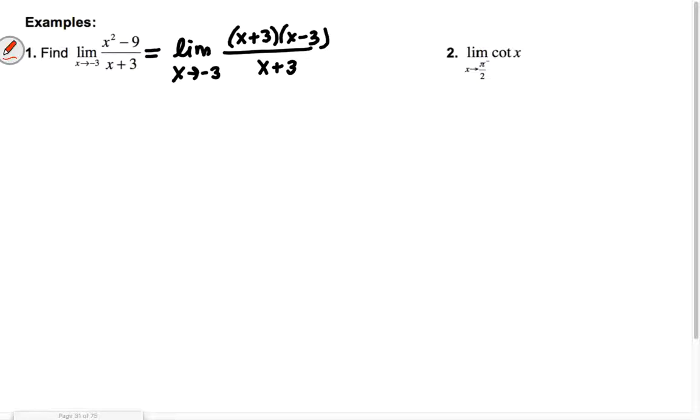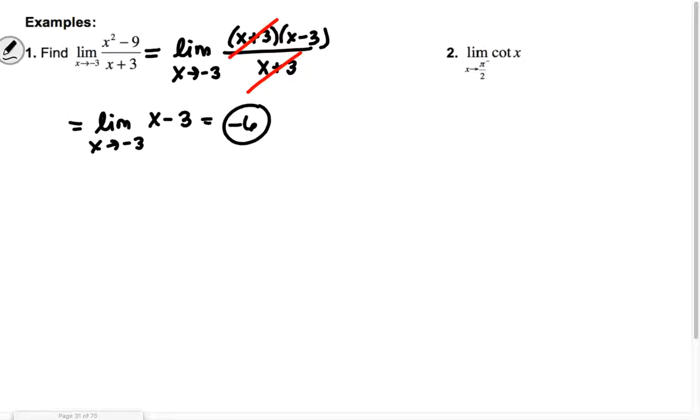So then the part that made it undefined goes away. We say, well, this is really the same as the limit as x goes to -3 of x minus 3. Now can I do direct substitution? Can I plug in the -3? Sure. So when I do it, my answer is -6.